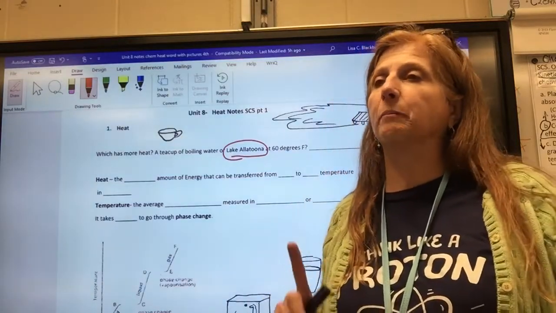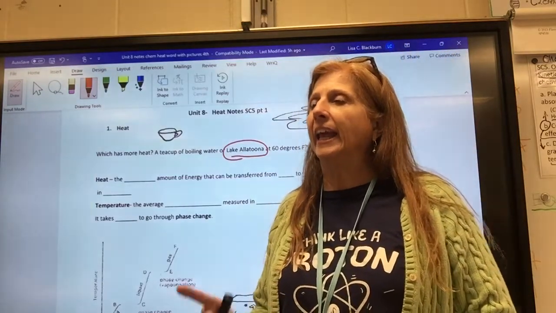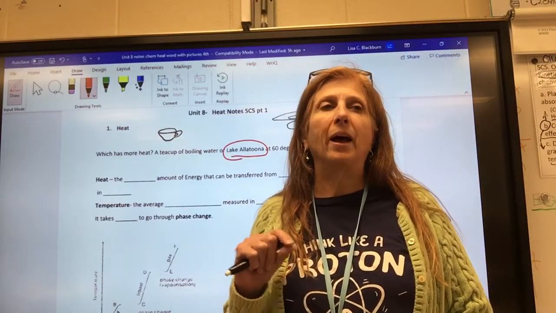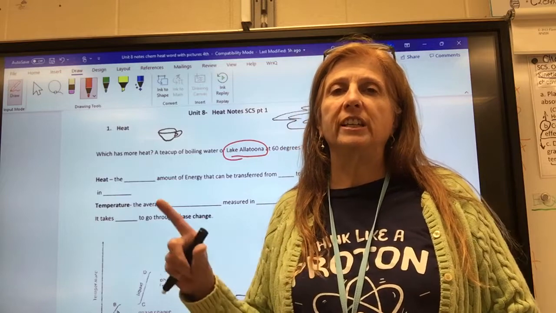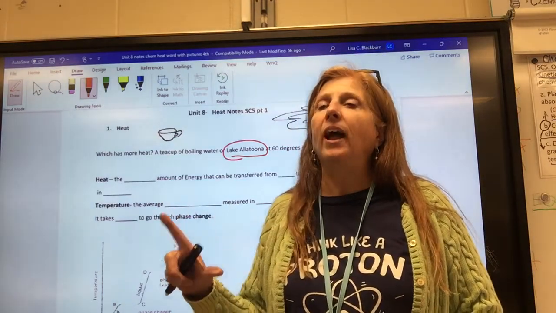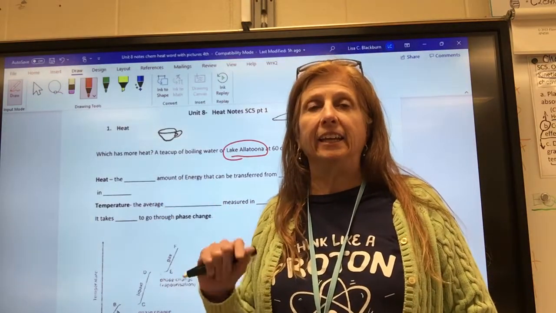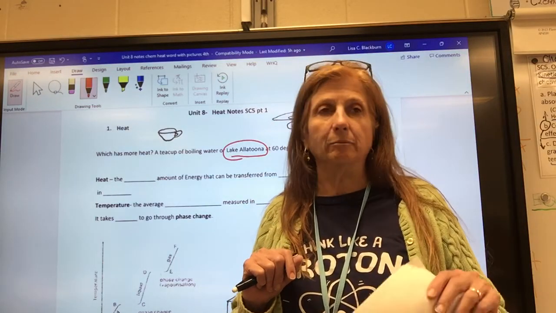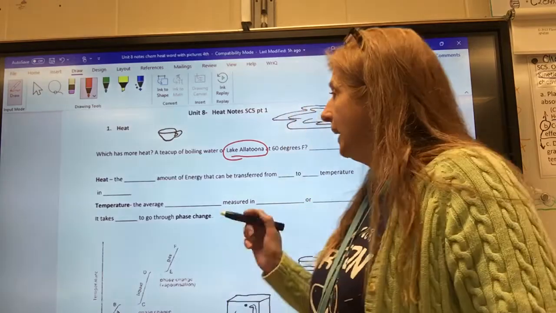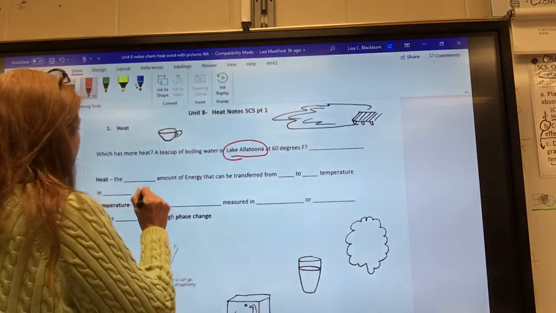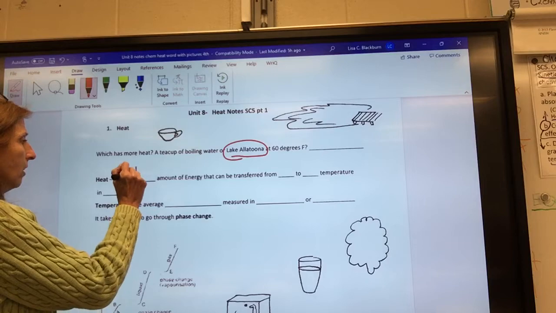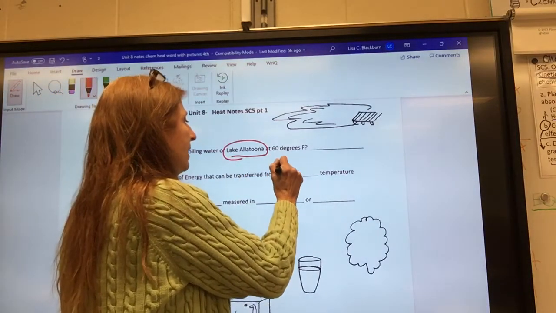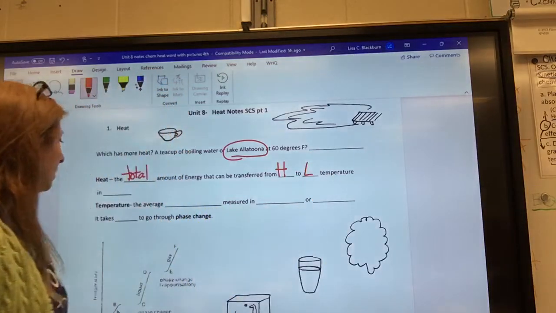Therefore, there are more chemical bonds and energy is stored in those chemical bonds. Remember we learned that it takes energy to make or break bonds, and that energy is the heat. It's the total energy that's in it. Any questions about that? Okay, so heat is the total amount of energy that can be transferred from high to low temperatures.